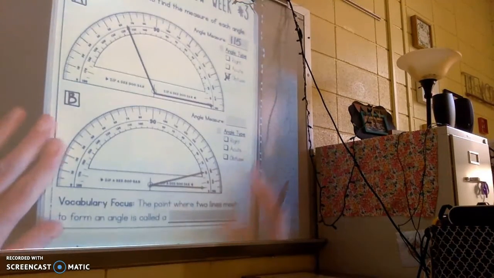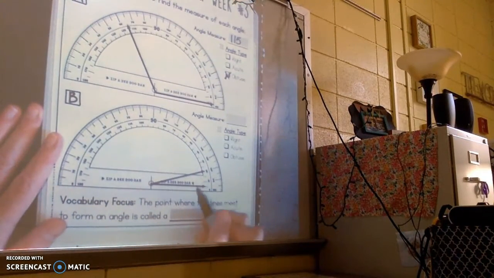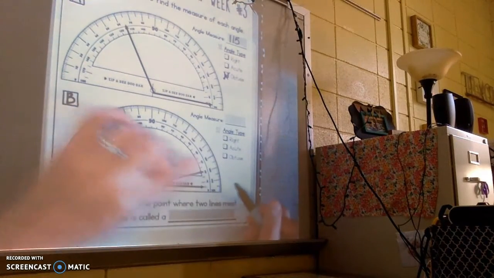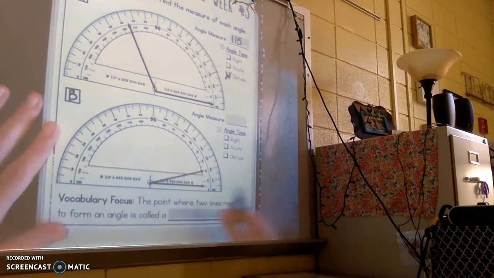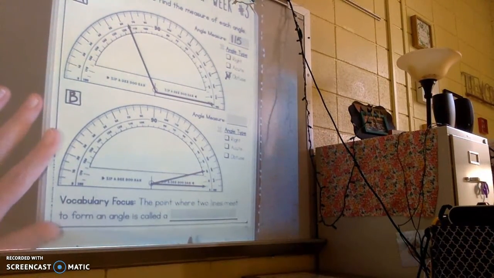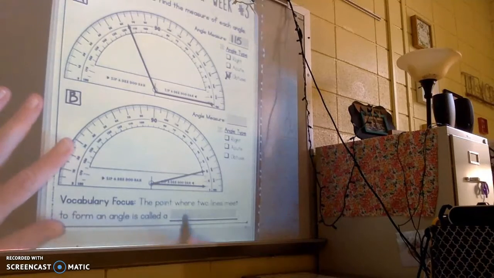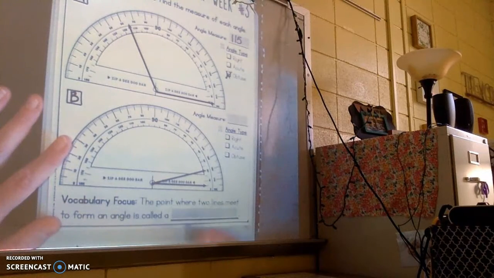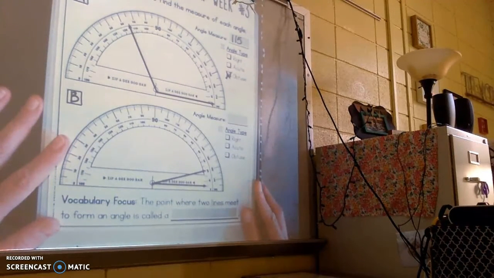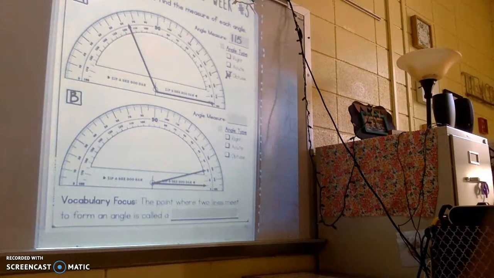You're going to do letter B, measuring this angle right here with that same little scale on the inside, and then answer the vocabulary question. A point where two lines meet to form an angle is called a blank. So you're going to write the word that is describing that blank. This was a short one today. Work hard.